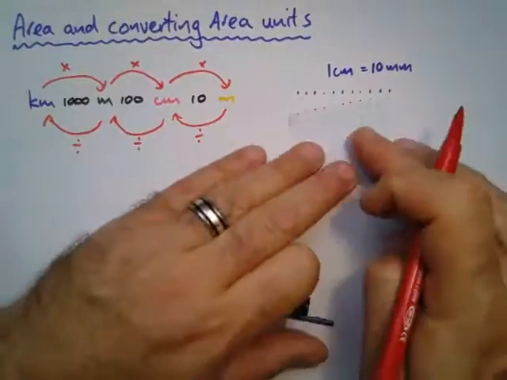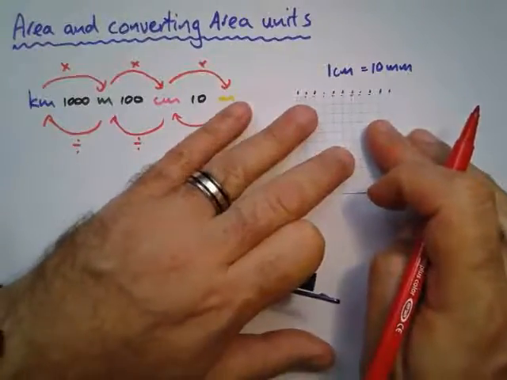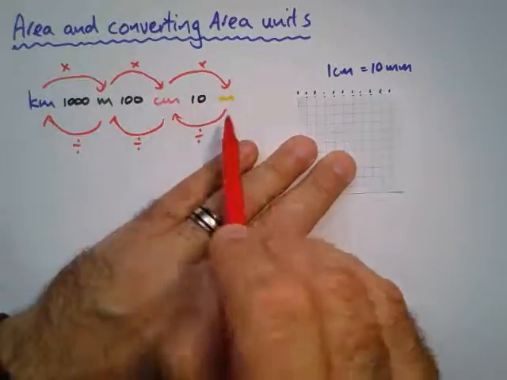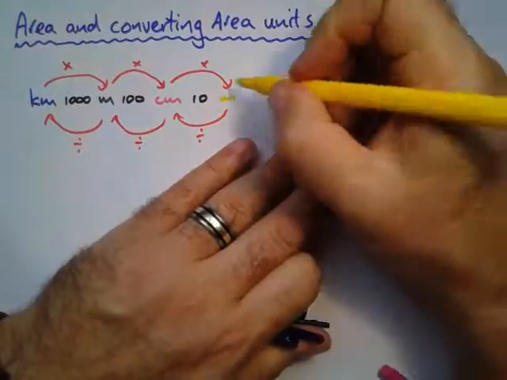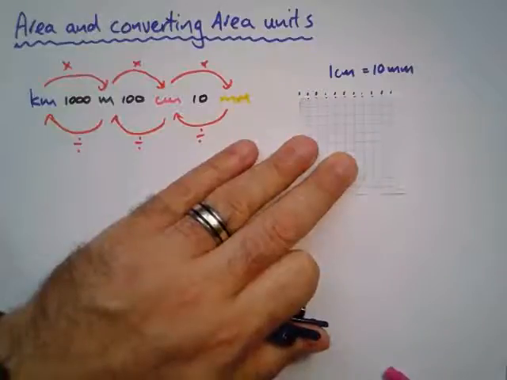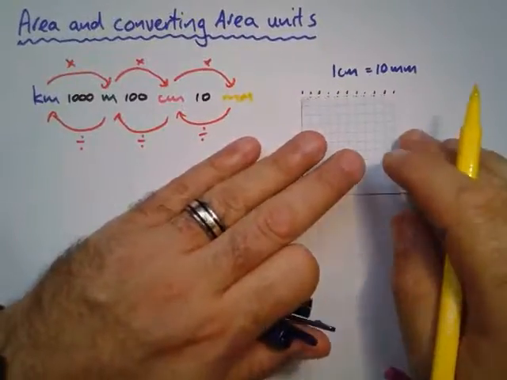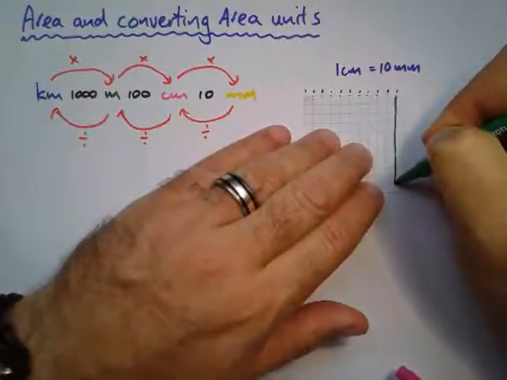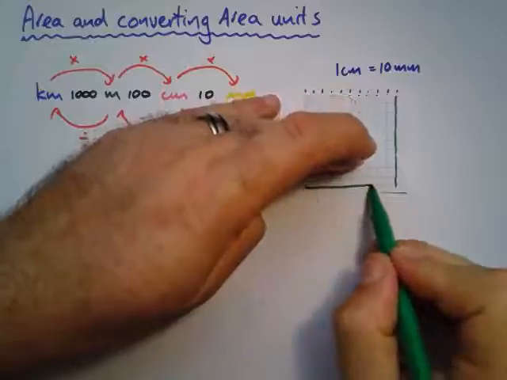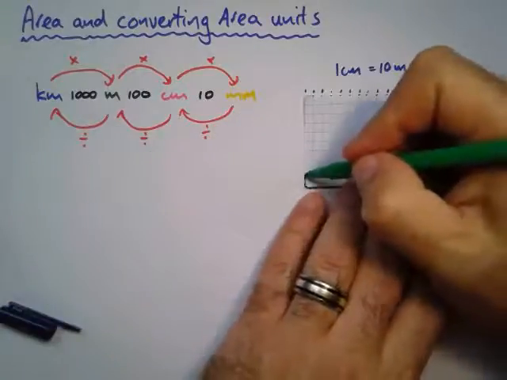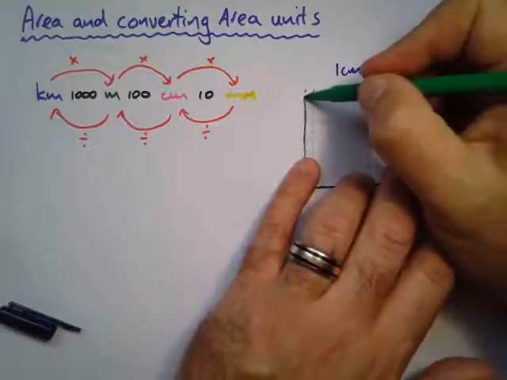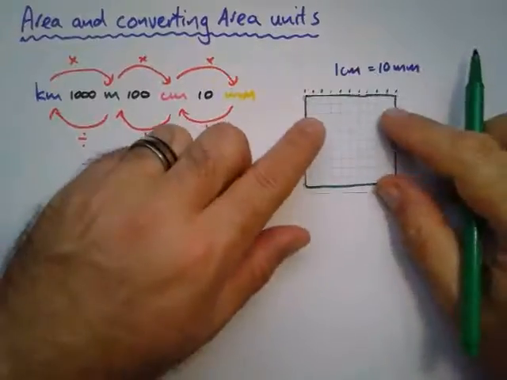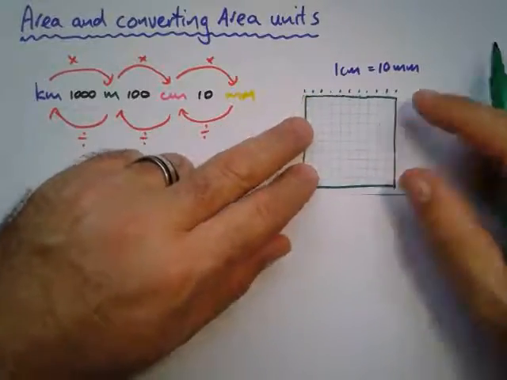And that's why I had said that if I have 1 centimeter, I'm going to times it by 10, and that's going to give me 10 millimeters. Okay, so if I have this shape, that's going to give me 1 square centimeter.